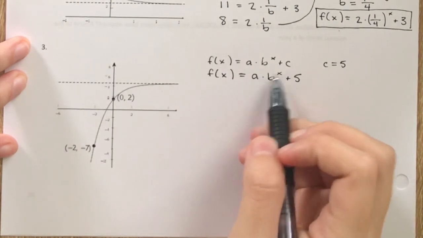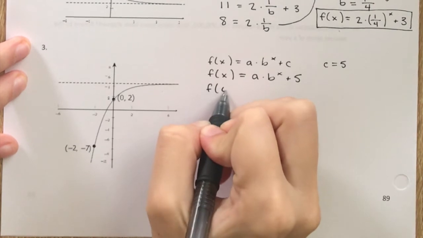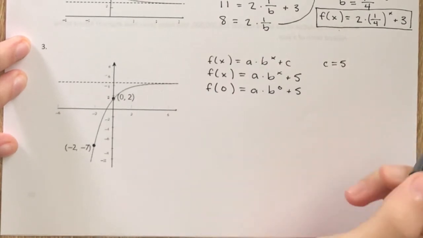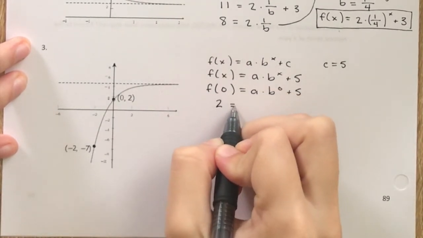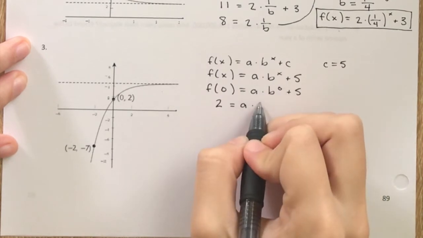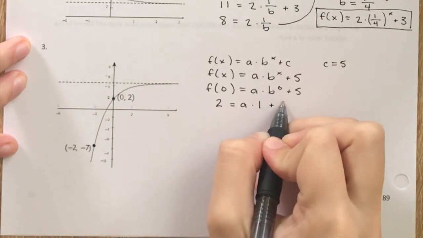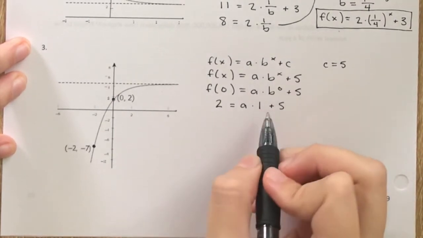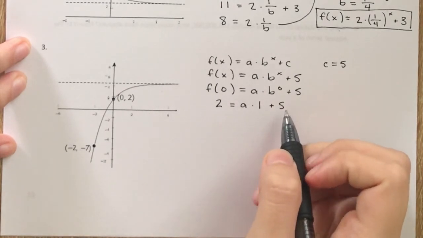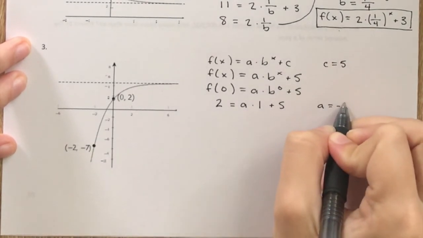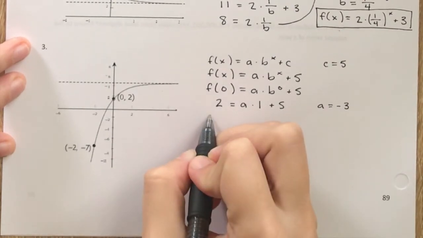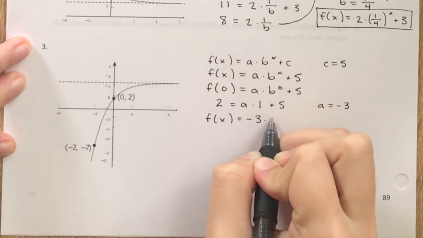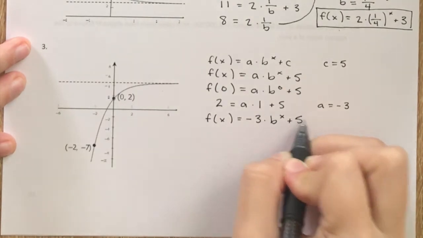All right, in order to solve for a, we need to plug in our y-intercept. So we have f of 0 equals a times b to the 0 plus 5. F of 0 is 2. B to the 0 is 1. A times 1 is just a, so we have 2 equals a plus 5. Let's subtract 5 from both sides, so we end up with a equals negative 3. We can plug that in, so we have f of x equals negative 3 times b to the x plus 5.